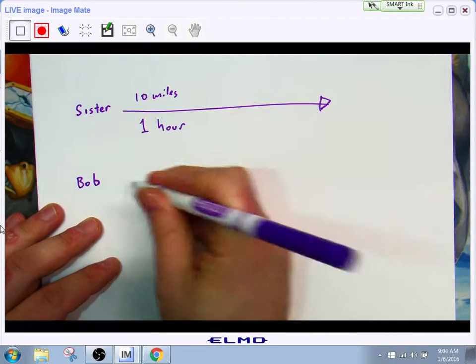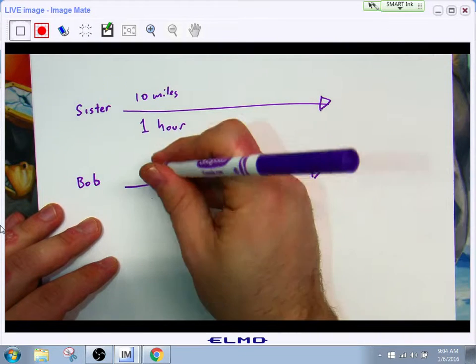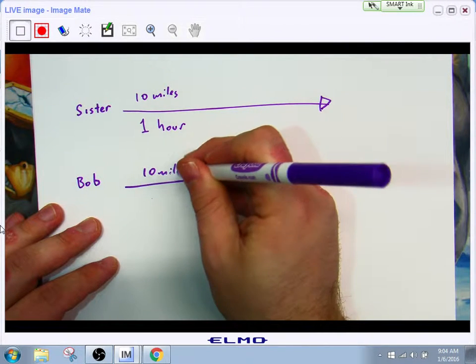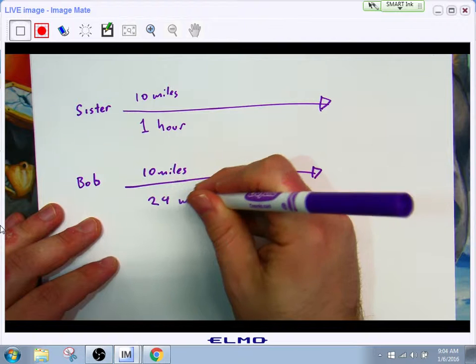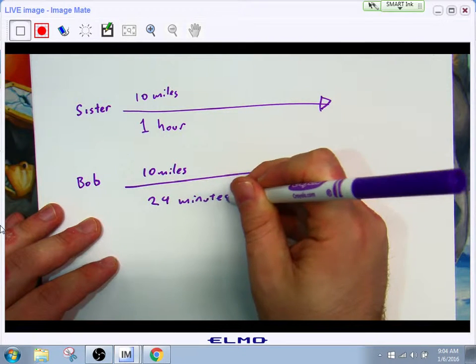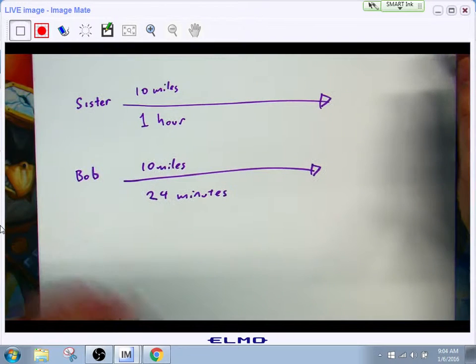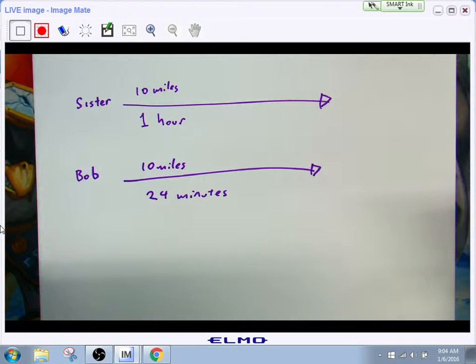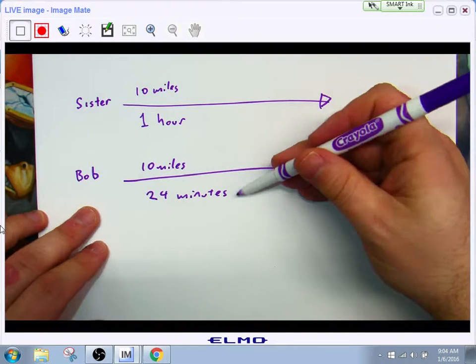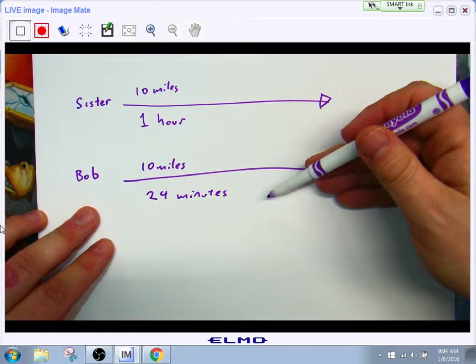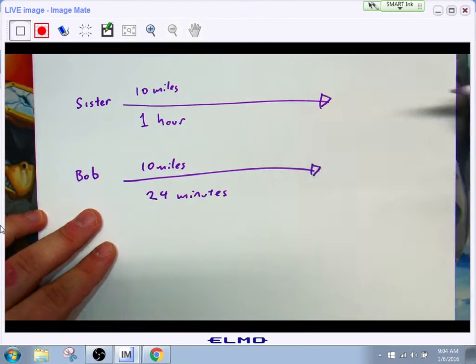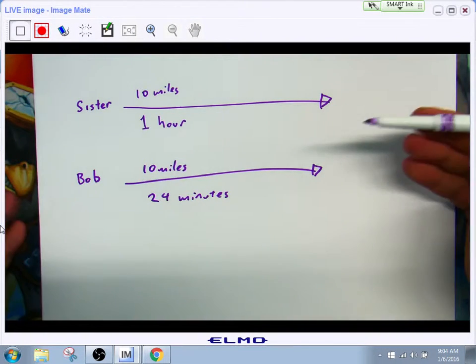Bob is a guy I know. Same 10 miles. He gets there in 24 minutes. Okay? Rate of change. Okay? So here, clearly we know that 24 minutes is less than an hour. That's going to be the faster rate of change. But how much faster? To what degree faster is that?